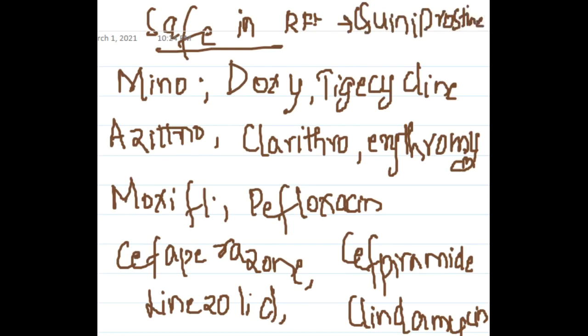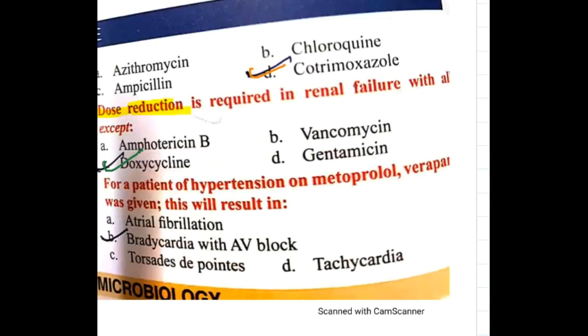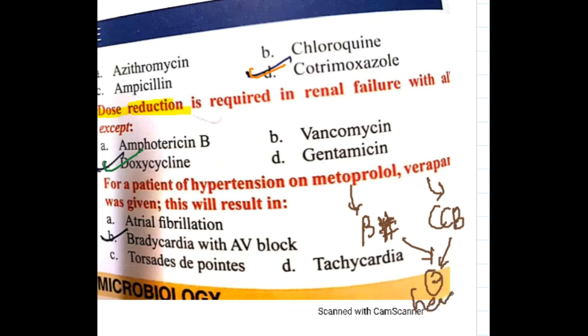Okay. Then the last question of this class is: for a patient with hypertension on metoprolol, verapamil was given. This will result in... see, metoprolol is a beta blocker, and verapamil is a calcium channel blocker. So both of these will inhibit the heart, and thus both can cause bradycardia with AV block. So we generally do not combine verapamil with metoprolol.